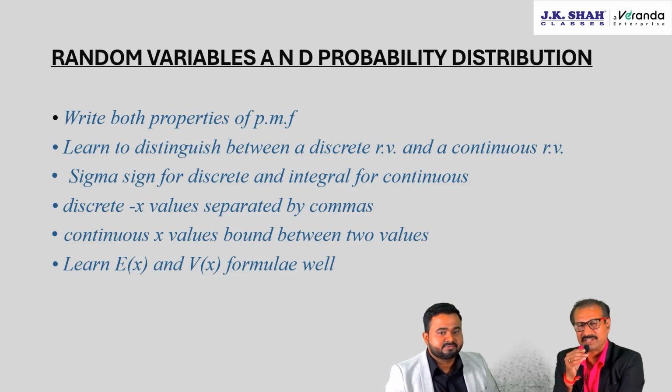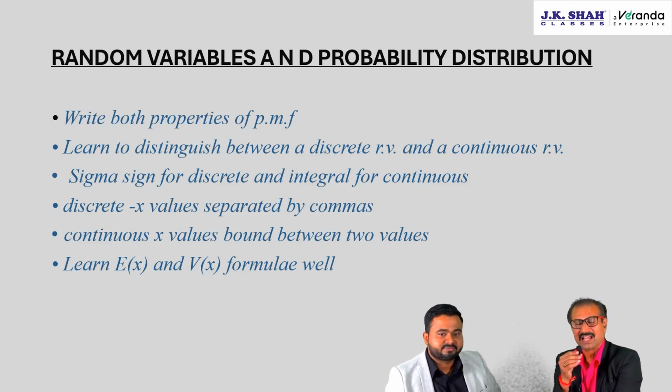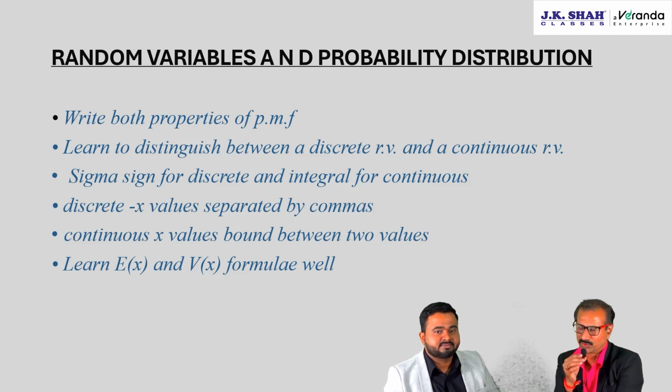Learn E(x) and V(x) formulas well, because in probability distribution, E(x) is equal to sigma xi into pi or sigma x p(x), and V(x) is equal to E(x square) minus E(x) the whole square. As far as the binomial next chapter is concerned, E(x) is equal to np and V(x) is equal to npq. So please practice the problems based on both the chapters, probability distribution and binomial distribution.